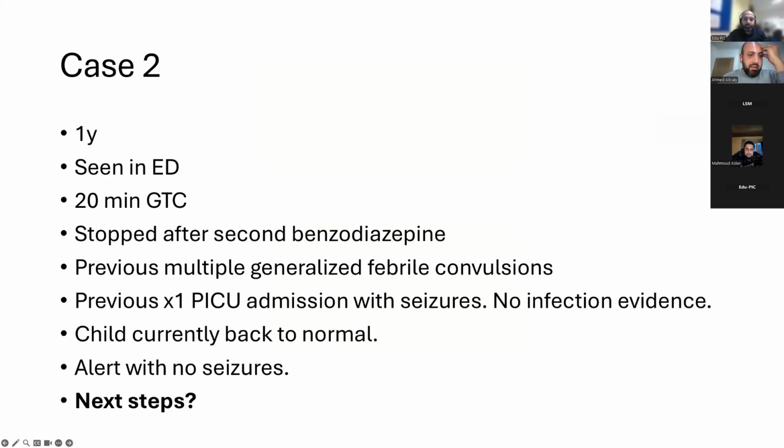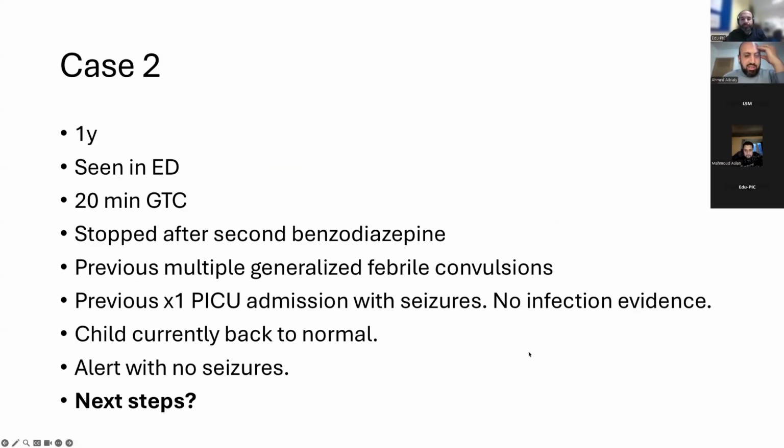Another case: a 1-year-old seen in the emergency department with a 20-minute generalized tonic-clonic seizure, stopped after the second benzodiazepine, whatever sort of benzodiazepine you use. Previous multiple generalized febrile convulsions, previous one admission to PICU with seizures. There was no infection at the time. The child was sent home. He's currently back to normal. Seizures stopped. He's alert, not encephalopathic, no ongoing seizures.